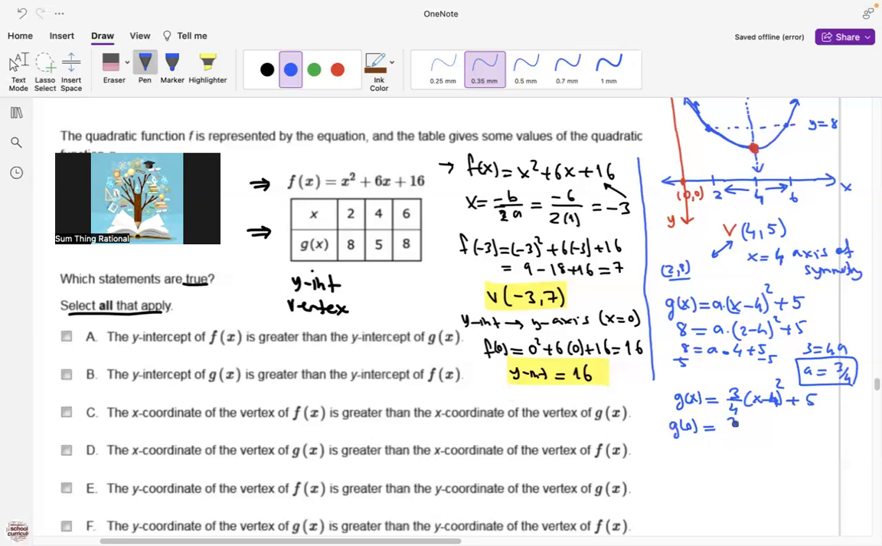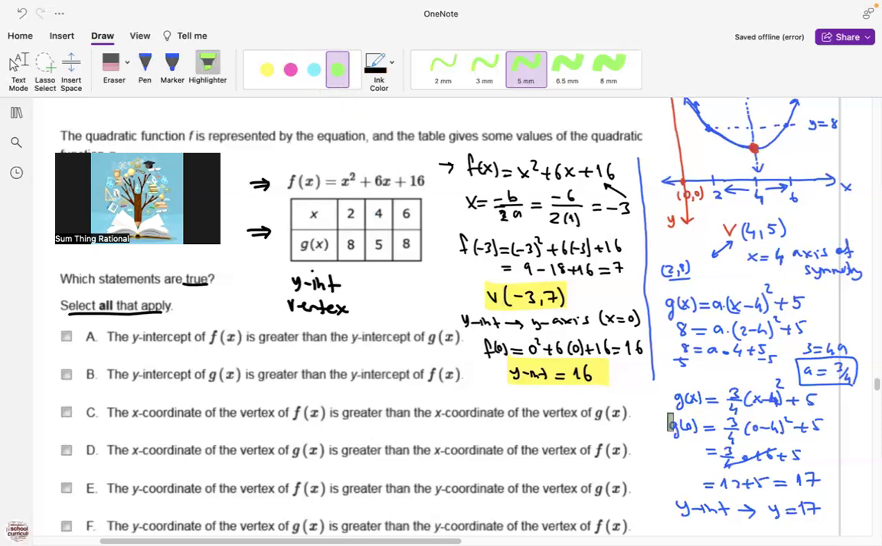So here 3 over 4 times (0 minus 4) whole square plus 5. So 3 fourths multiplied by negative 4 square, which is 16, plus 5. So 4 and 16 cancel out each other, which leaves 4. 3 times 4 is 12. 12 plus 5 is 17. Okay, so the y-intercept of the g of x function is 17. Let me highlight that also with a green color.